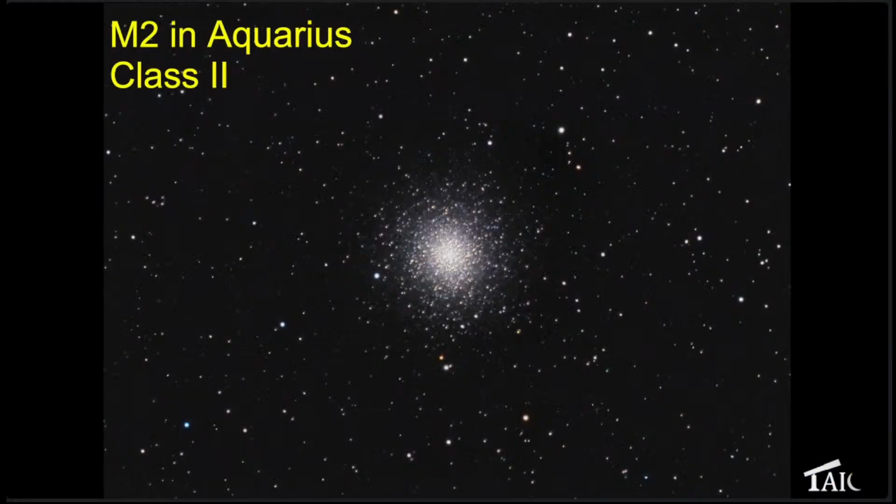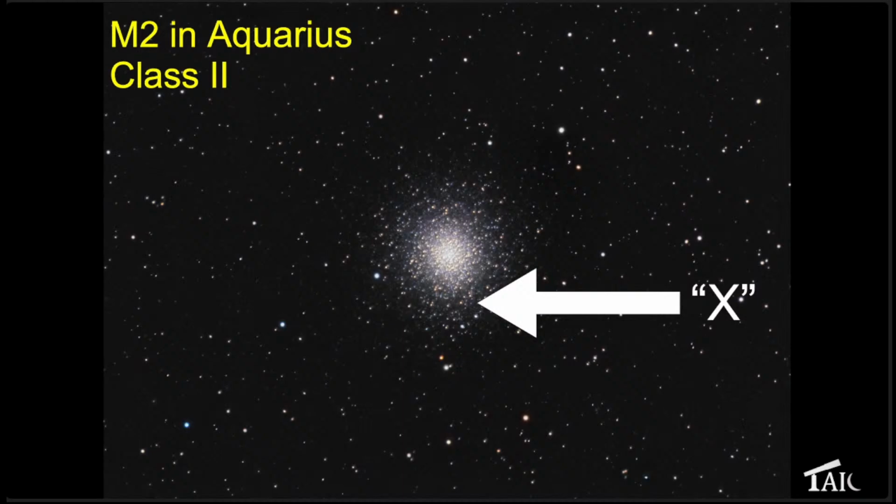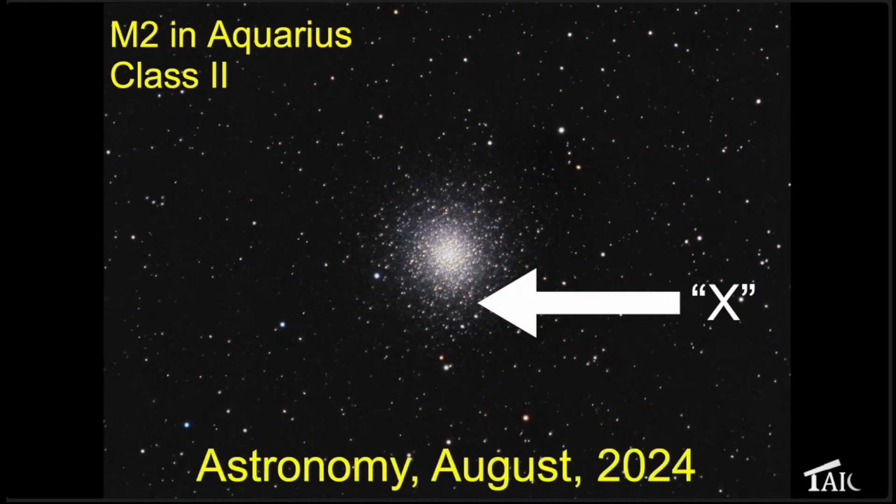So this is M2 in Aquarius. This is a class 2 globular. As I said, it's one of the largest and densest globulars known, hence class 2. But if you look at the periphery of this, where I said earlier there's very little light output, down at the very bottom near the 6 o'clock position, you can see some dark, obscuring, curving, and arcing things. And it actually makes a bit of an X shape. So this got published in the August 2024 issue of Astronomy.